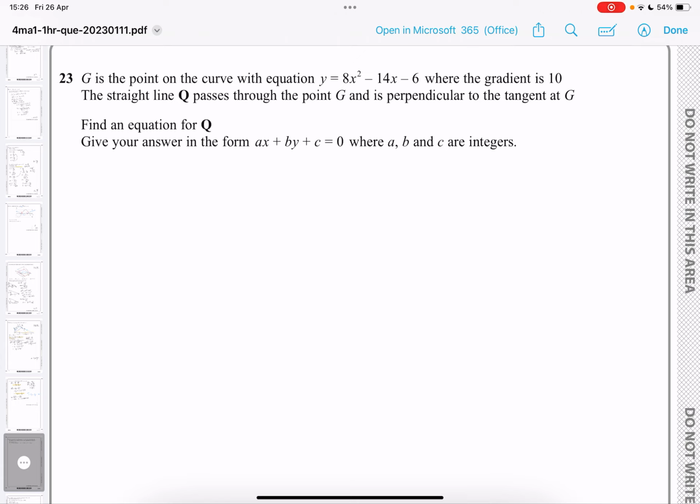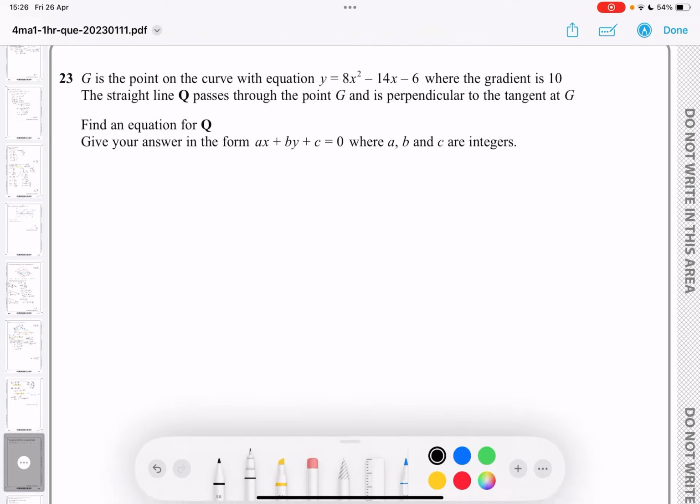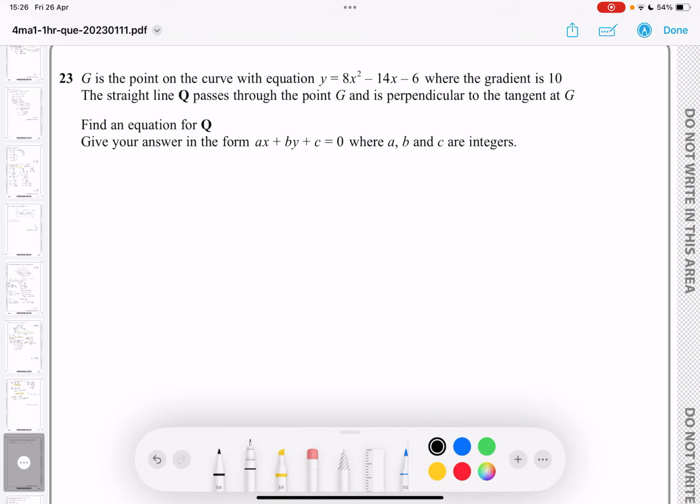Okay. So G is the point on the curve with this equation, and the gradient at that point is 10, and the straight line Q is perpendicular to the tangent at G, so that means the gradient is going to be the negative reciprocal. So if we know that the gradient of this is 10, that means the gradient of this line is going to be minus 1 over 10, because they're perpendicular. So to work out an equation for a straight line, we need the gradient, but we also need a y-intercept. So we have the gradient, but we need to work out what c is.